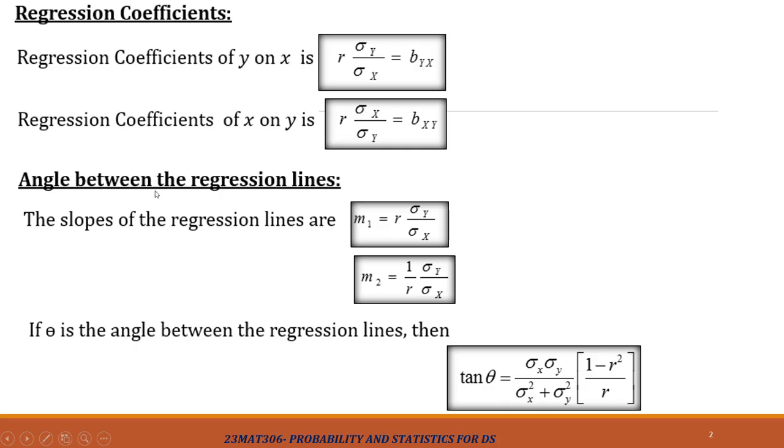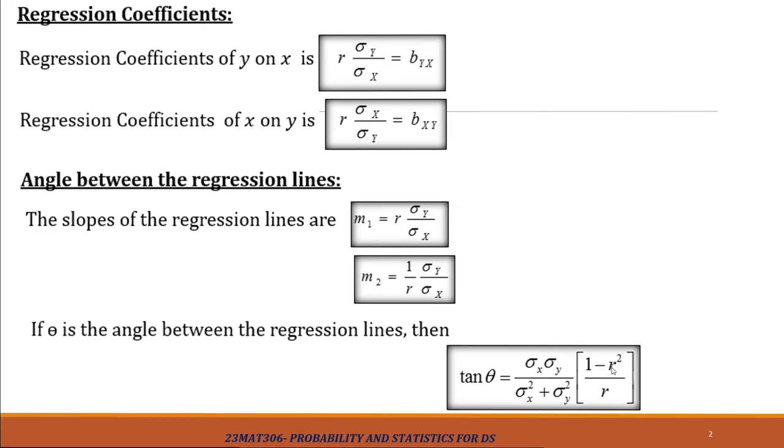Next, we will calculate the angle between the regression lines. The slopes are m1, which is r into sigma y by sigma x, and m2, which is 1 by r times sigma y by sigma x. If theta is the angle between the regression lines, then tan theta is equal to sigma x into sigma y divided by sigma x square plus sigma y square, into 1 minus r square divided by r. Here sigma is the standard deviation and r is the correlation coefficient.